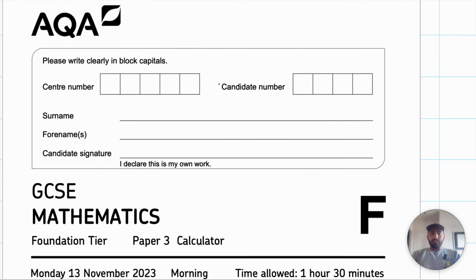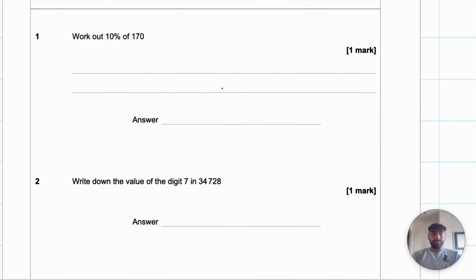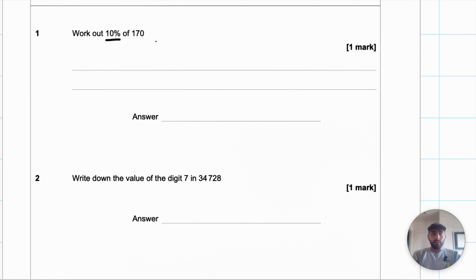It's the AQA GCSE Maths Foundation Calculator Paper 3 from November 2023. Let's get straight into it. Question 1, work out 10% of 170. 10% is the same as 1/10, so we're just dividing by 10. 170 divided by 10, zeros cancel out, that just leaves you with 17.